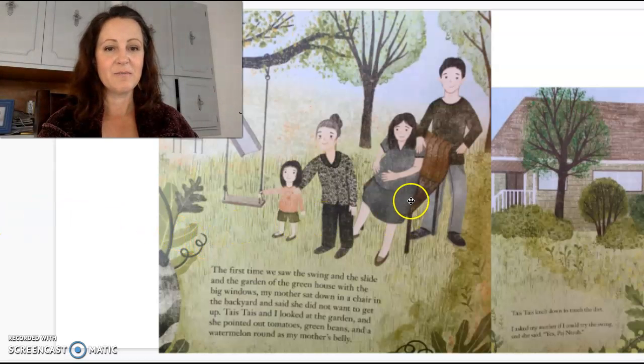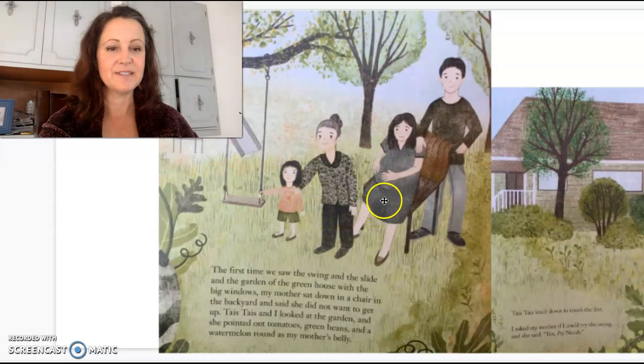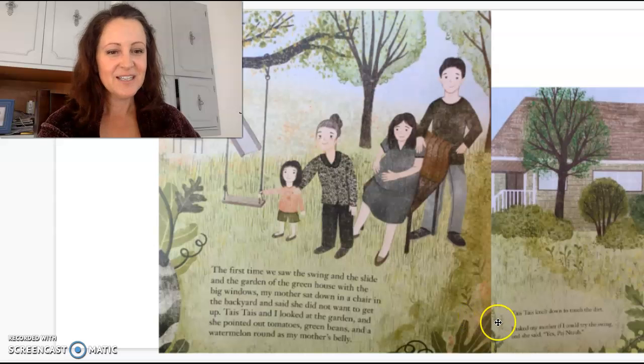Oh, I'm thinking her mother's got a round belly, and the way she's sitting makes me think she's probably got a baby growing inside her. So this little girl will have a sister, or a brother, excuse me, will have a baby.